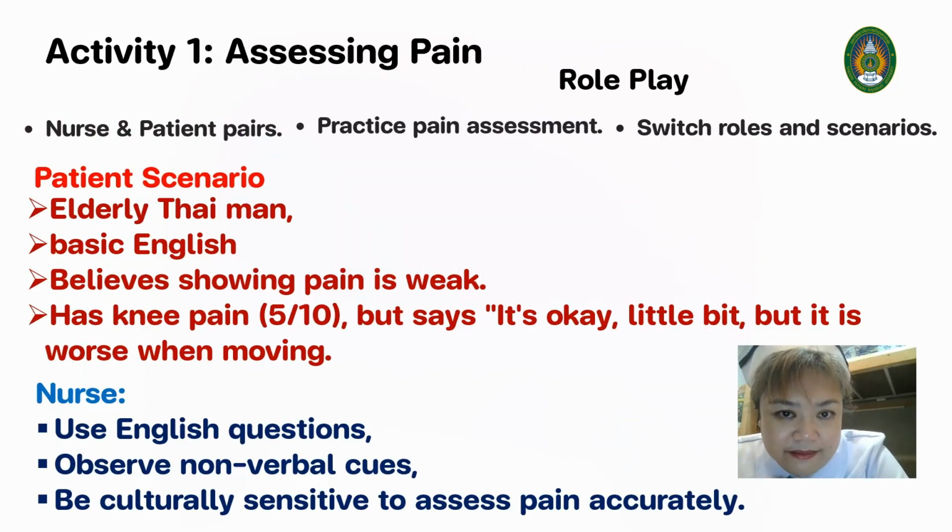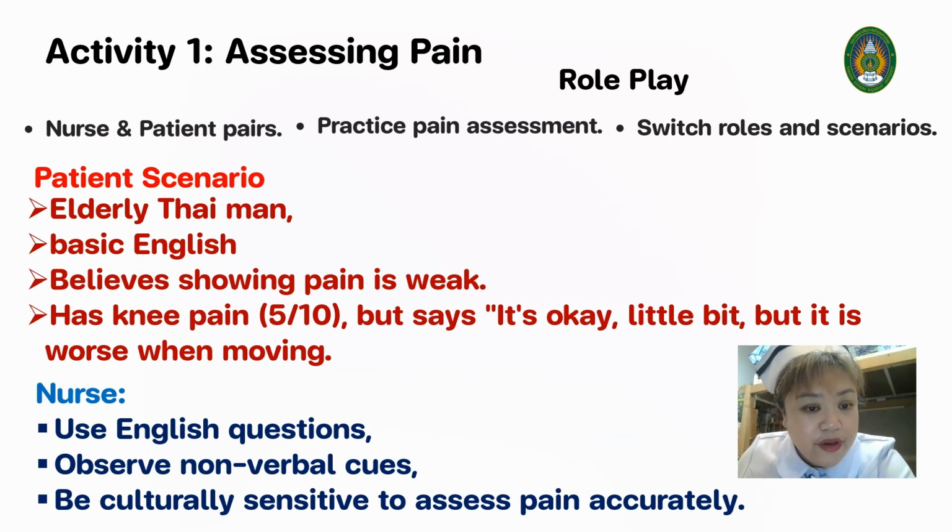Now let's practice. Work in pairs again. One person is a nurse and the other is Mr. Sompong, or any name. Create a patient who is hesitant to admit pain. The nurse needs to use good listening, observation, and sensitive English questions to understand the real situation. Then switch with your friend.